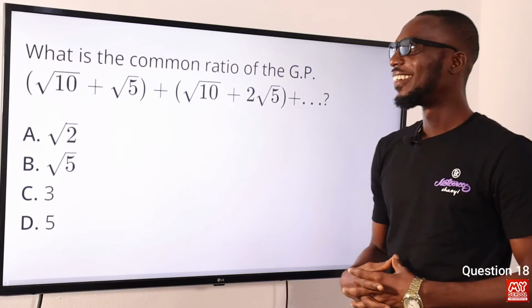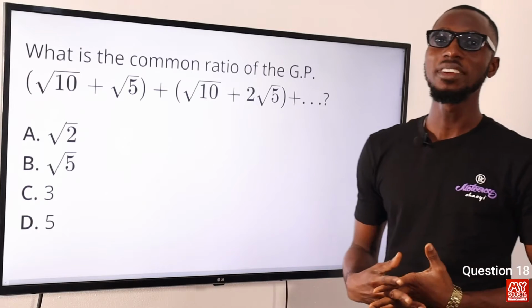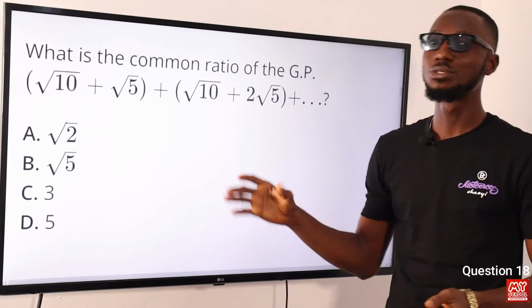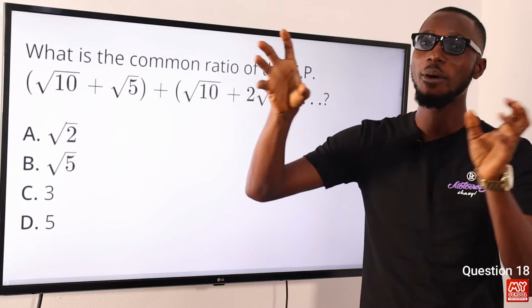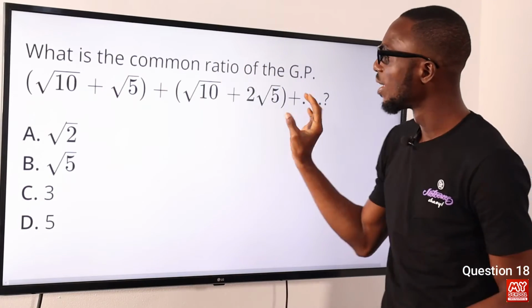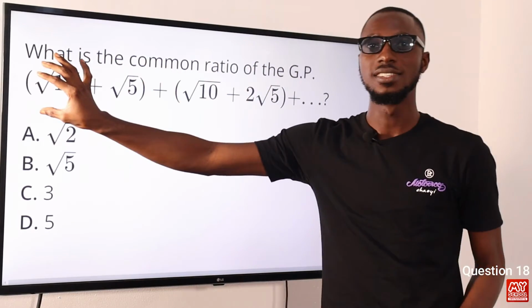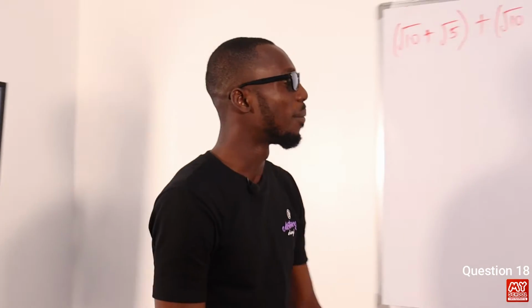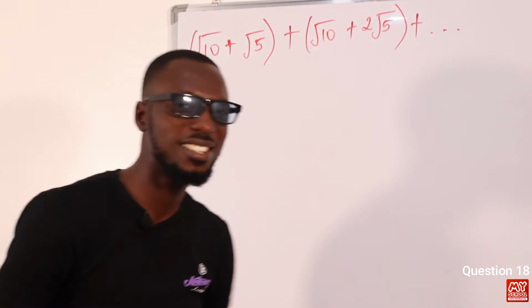Question 18, what is the common ratio of the GP? So we have this and we have this. All we need to do, this is T2, this is T1. Remember, common ratio is T2 over T1. So it will be this over this, numerator over denominator. So join me as we go to the whiteboard to provide a solution to this question.